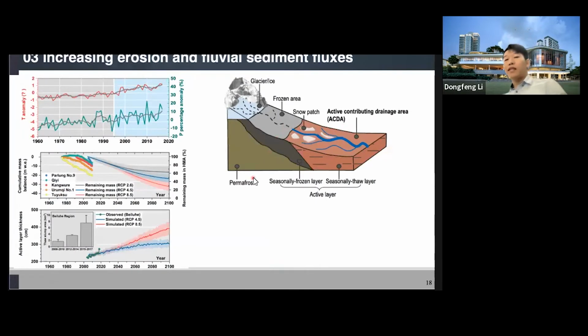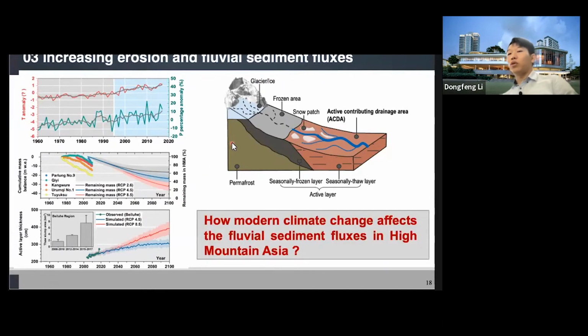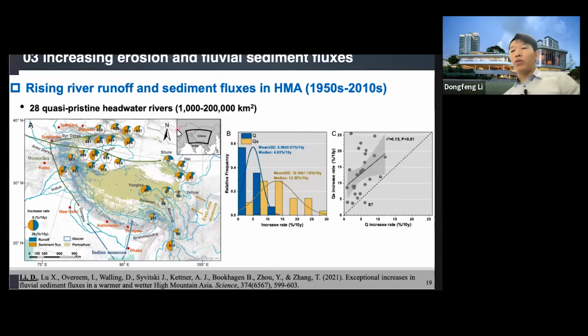So far we know that the temperature in the region is increasing, precipitation is also increasing, glacier is retreating, permafrost is thawing, and the erodible landscape is expanding. And our next question we hope to address is, can we see the climate change impacts on the river sediment in the region? This is the question that we hope to address. And now I will show the results first.